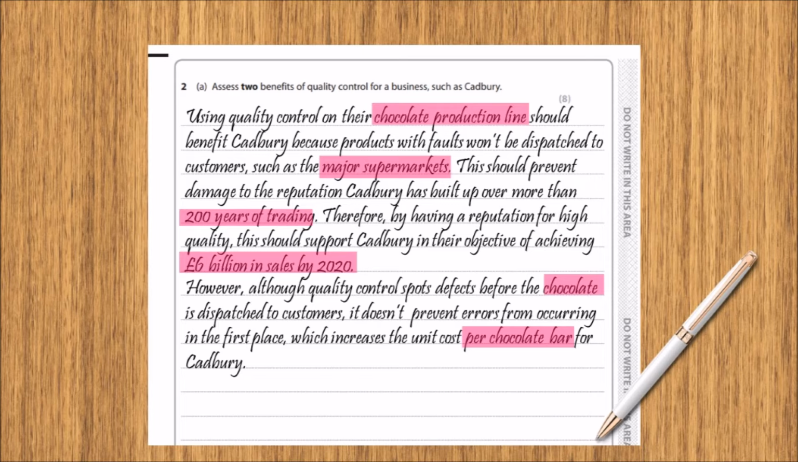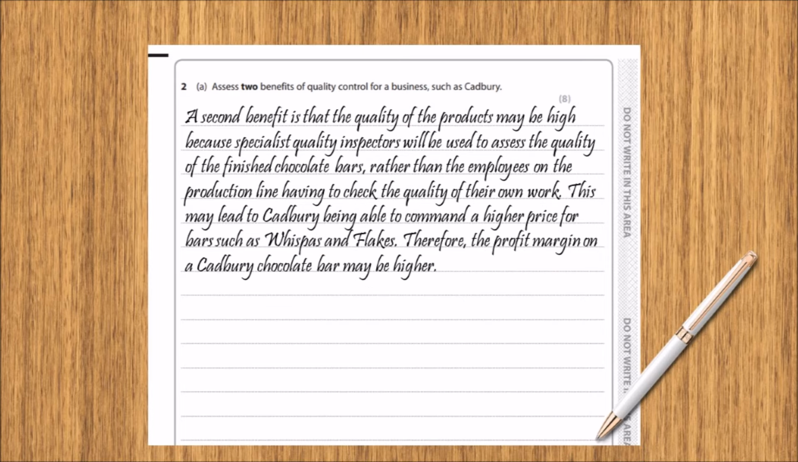Then when we look at our second benefit, we're essentially repeating the same kind of structure. We want a strong point to base this paragraph around. We want to get some application and some context going in it. But crucially, we want to analyze. We want to explain a chain of consequences of the idea that we've come up with.